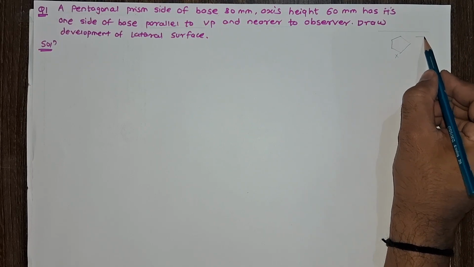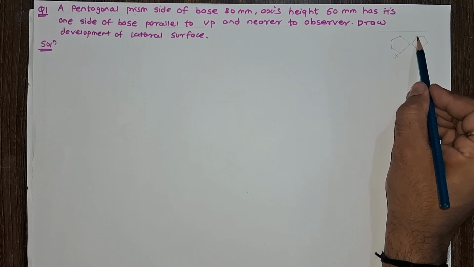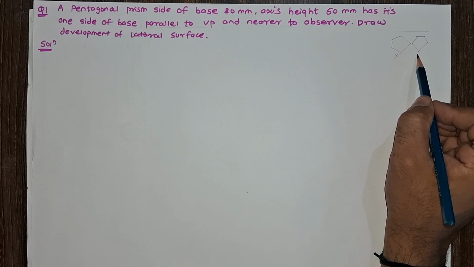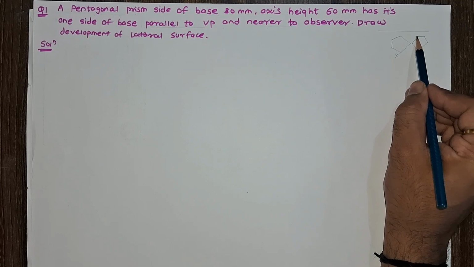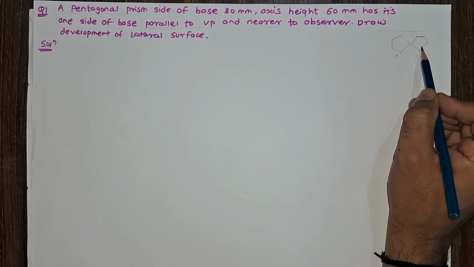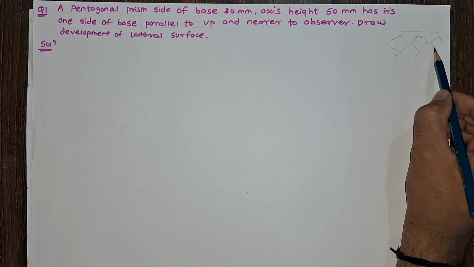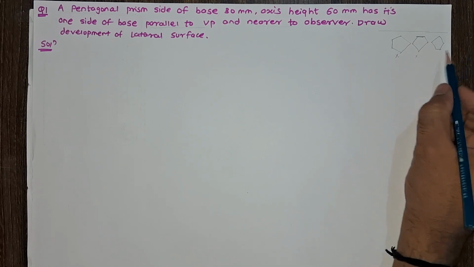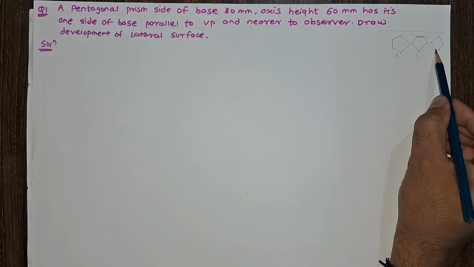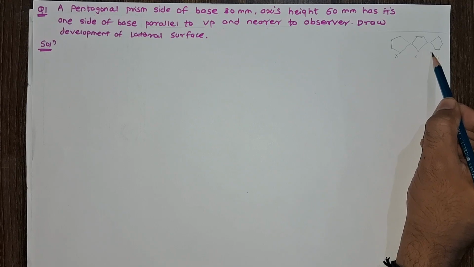Now if you draw the position like that, you can see here, one of the base edges is parallel to vertical plane and nearer to observer. Again, this condition is not satisfied here because one of the edges is parallel to vertical plane but away from the observer. So this is also a wrong position for this problem. Now we will see the next condition. In this case, if you draw a top view of a pentagonal prism like that, here the observer is looking from this direction and one of the edges is parallel to VP and nearer to the observer. So this is the correct position for this problem.